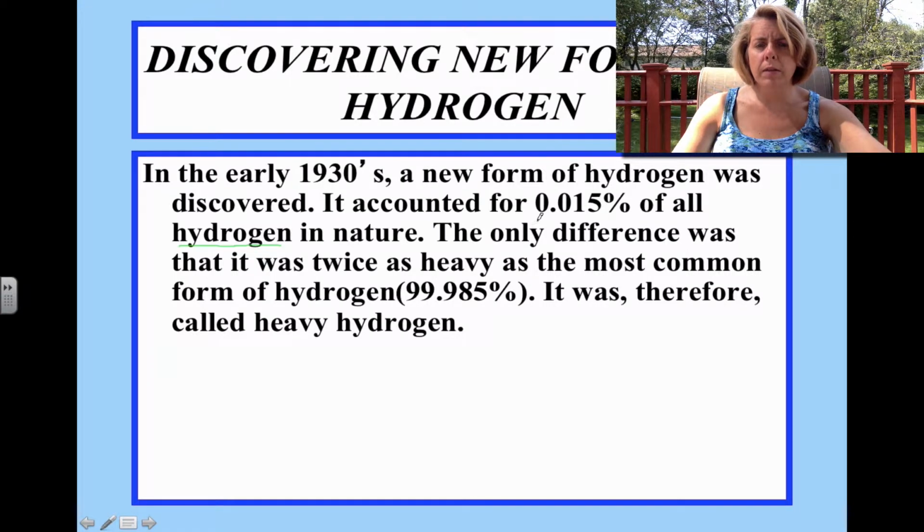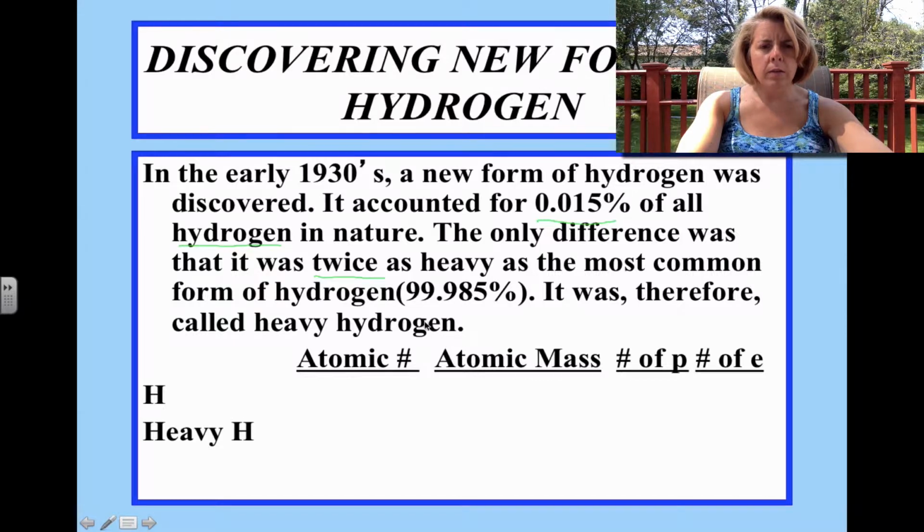And the weird thing is, only 0.015% of the hydrogen was this new form of hydrogen. Now, the interesting thing is it was twice as heavy as the regular form of hydrogen. And since it was heavier, they called it heavy hydrogen for a long time.